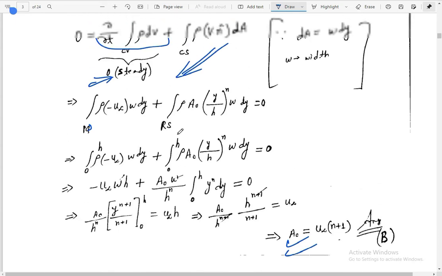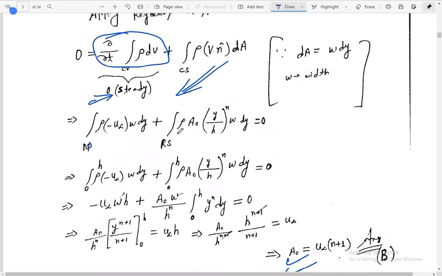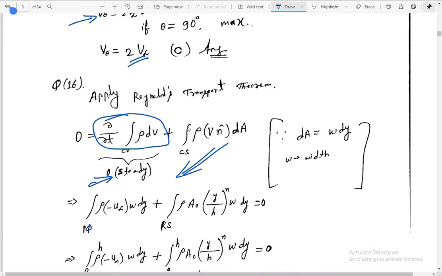So this is the dA actually, area, dA is equal to W into dy, and W is the width. So we apply the dA value, dA equals W dy, and then we solve these questions.